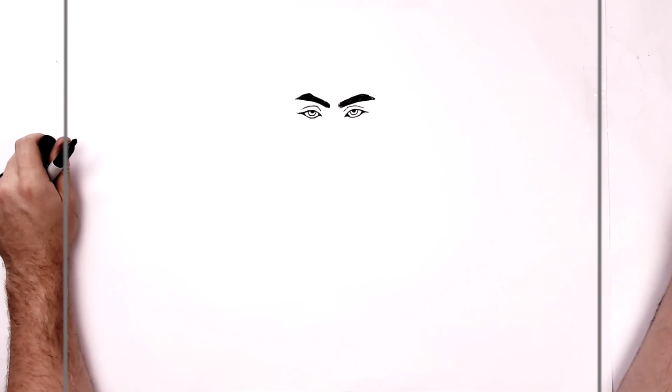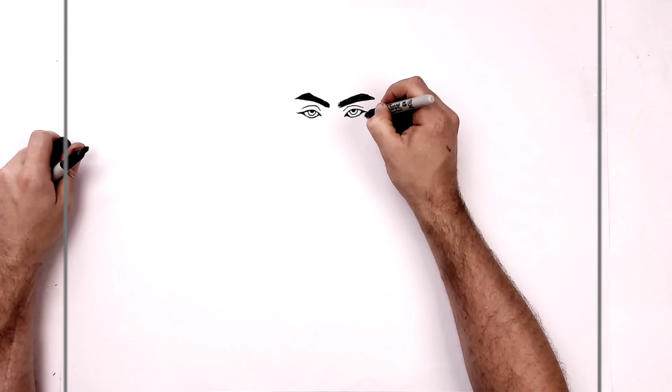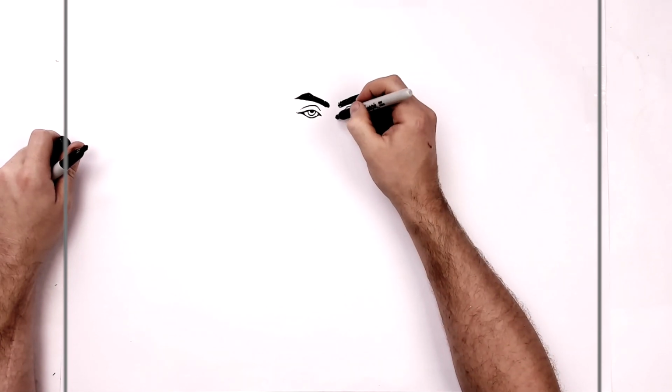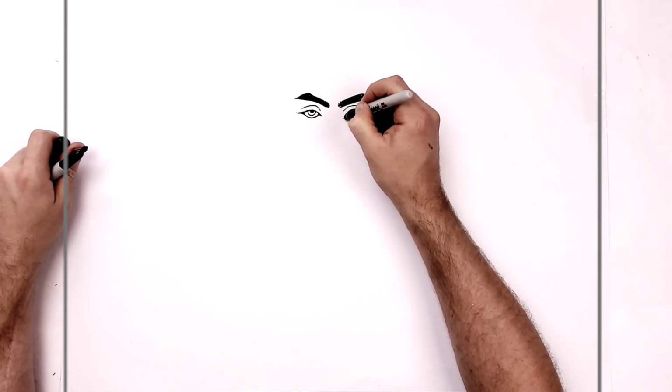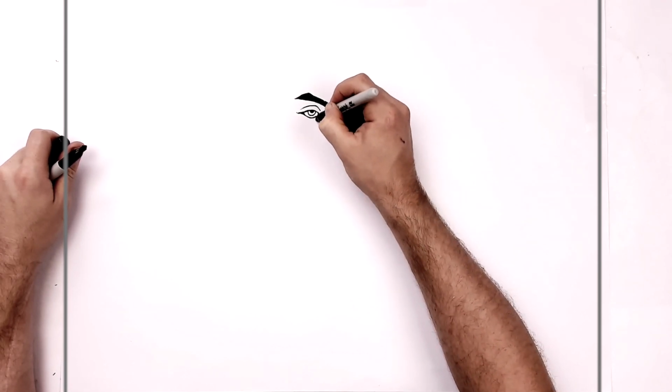Like so. He also has a freckle just underneath his eye, just here, and we seem to have some lines just coming around his eye as well, so just some lines underneath his eyes here.